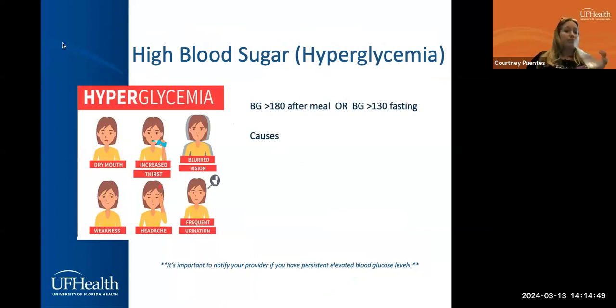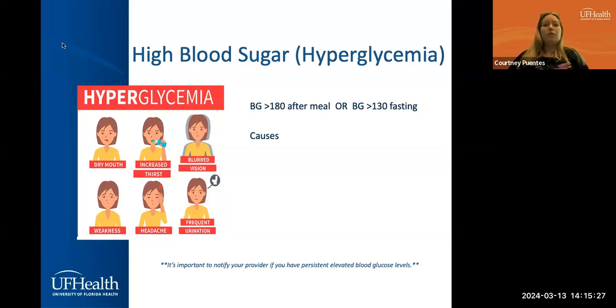So, high blood sugars, or hyperglycemia. This is classified as blood sugars greater than 180 after a meal or greater than 130 fasting. Symptoms of high blood sugars are increased thirst, frequent urination, fatigue, headaches, weakness, dry mouth, and blurry vision. Sometimes people don't really get symptomatic until they're in the 200s. That's why a lot of times people don't even catch the symptoms for early diagnosis of diabetes.